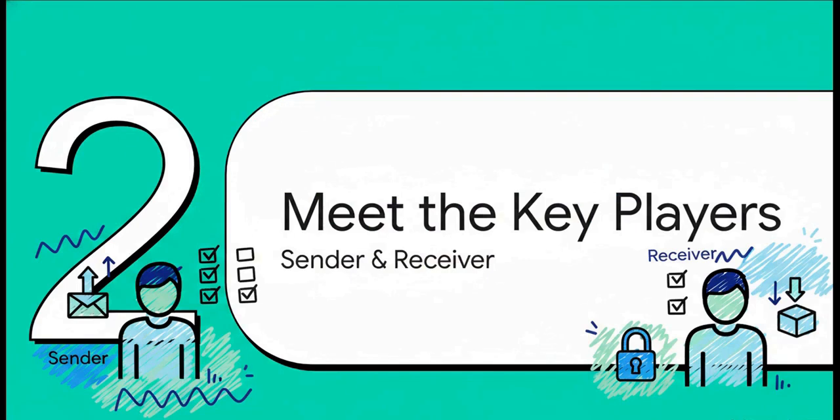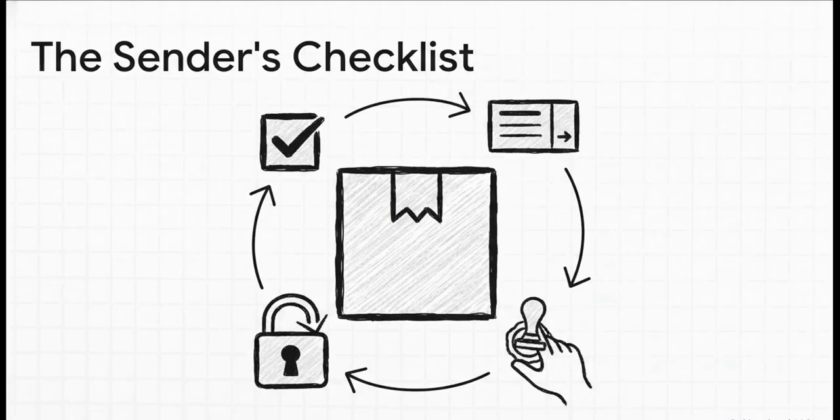All right, so to see how this digital courier really works its magic, let's meet the two key players in any exchange. You've got the sender and the receiver. And as you're about to see, each one has a very specific checklist they have to follow. So, for the sender, the whole process is a lot like preparing a high-security package. First, they have to label it with two unique IDs. One for themselves and one for their partner.